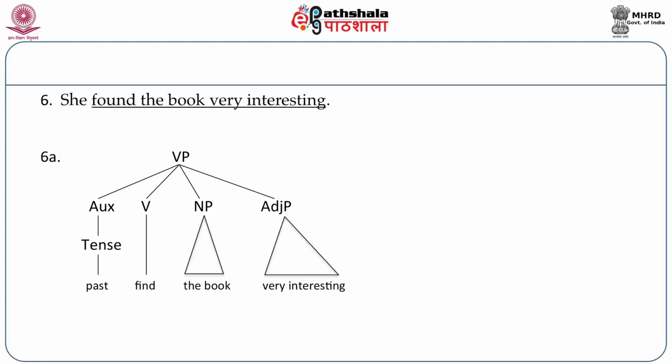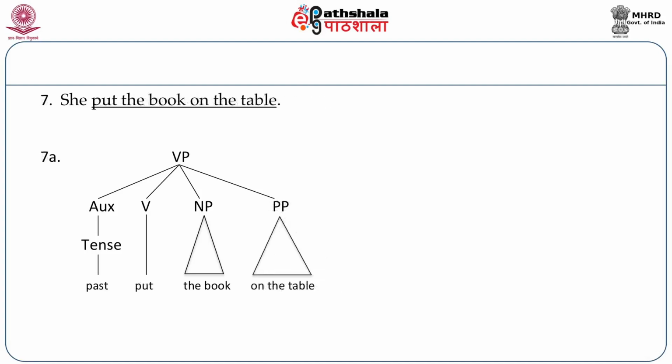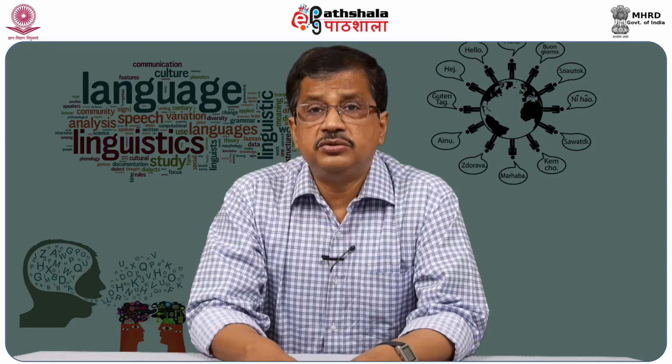In 6 we have a complex transitive verb where we have a noun phrase after the verb, which is followed by an adjective phrase. And in 7 again a complex transitive verb where we have the object noun phrase after the verb, which is followed by the preposition phrase "on the table." So these are the constituents of the verb phrase.